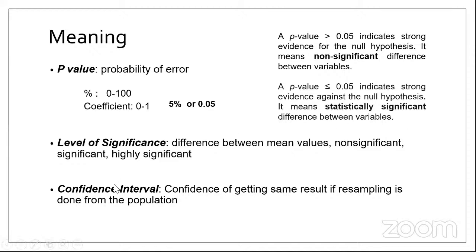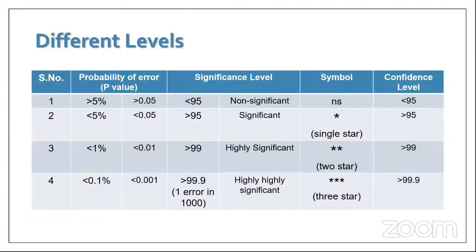We can resample 100 times from the population, and if 95 times we get the same result from the resampling, then we can have a confidence interval, which means yes, our sample is a true representative of the population. If we get more than 5% error in the sampling, that means our sampling is not an actual representation of the population. So this is how the three parameters are linked together.